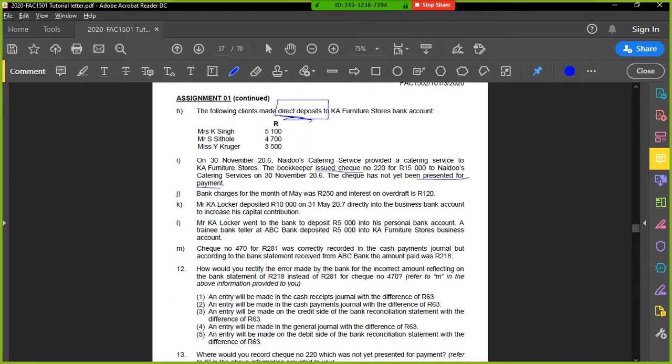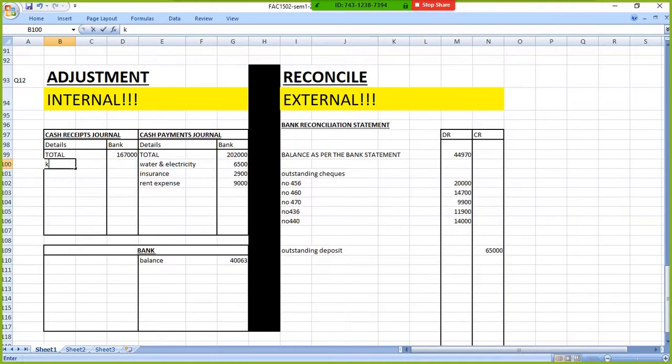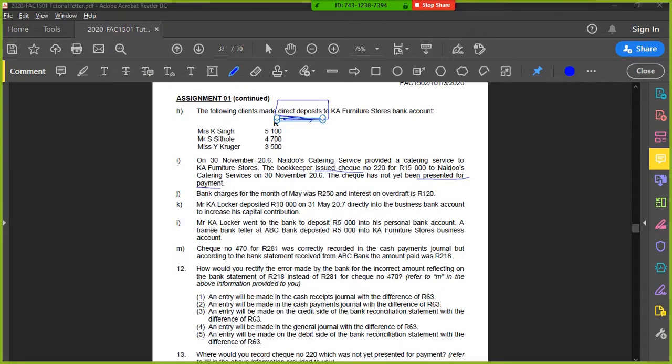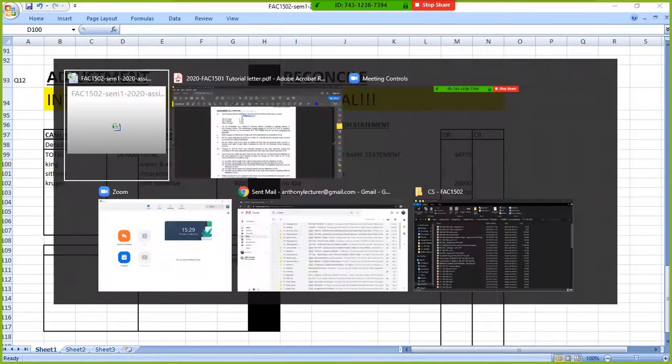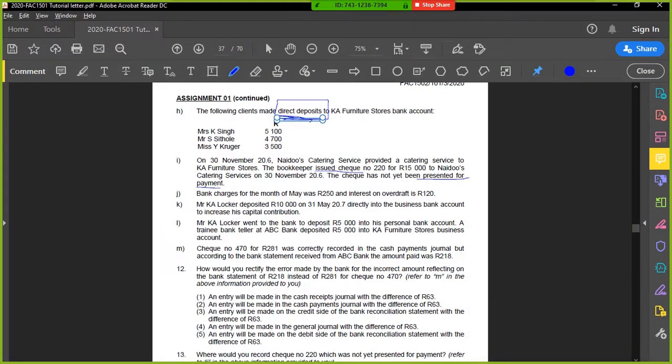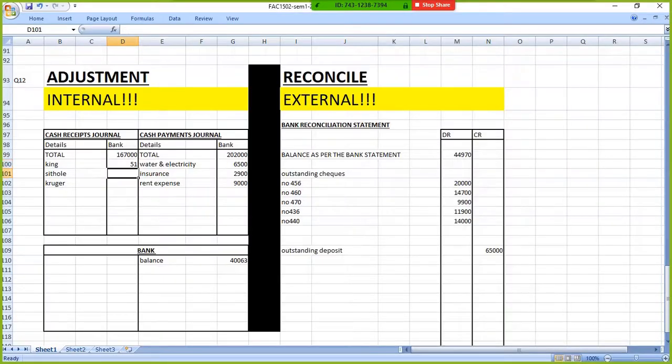The following clients made direct deposits. Direct deposits, what are they viewed as? Receipts or payments? Receipts. Good, adjust to reconcile. Direct deposit means it's on the bank statement, not in my books. King, Satoli, and the last one, Kruger. Amounts: 5147.35.